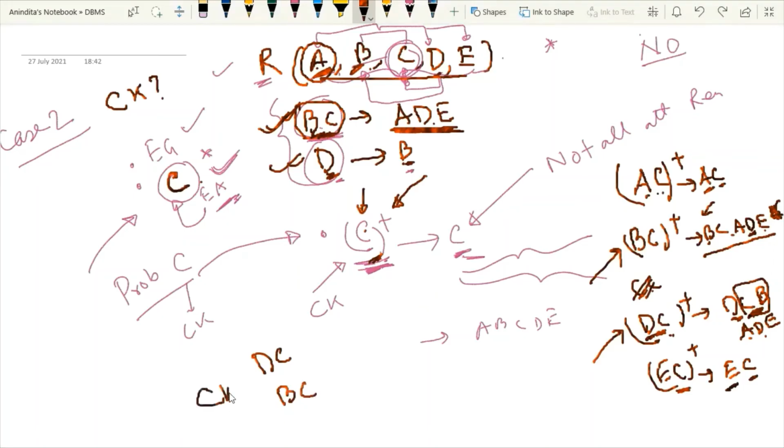These are the two candidate keys of this table. Also, this thing is also the same. Writing CD or DC, writing BC or CB, all are the same. So it doesn't mean that it has 4 candidate keys, right? So any order you can write. So here, what is my conclusion?